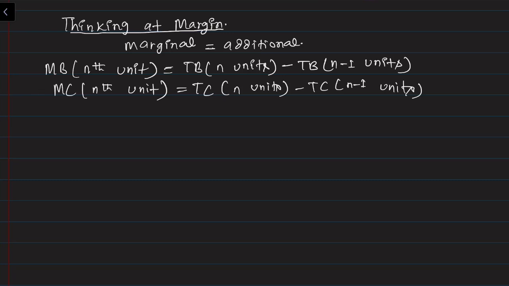And if marginal benefit of nth unit is greater than the marginal cost of nth unit, then I should do the nth unit of activity X. Now the question arises, why do we stop at the nth unit? Why do we not consider the n plus 1th unit?